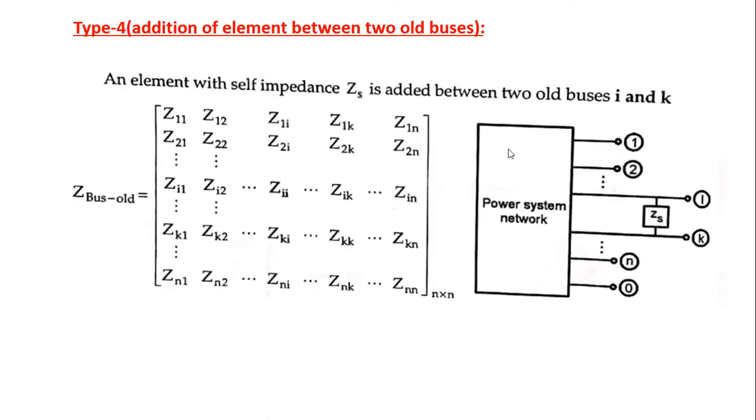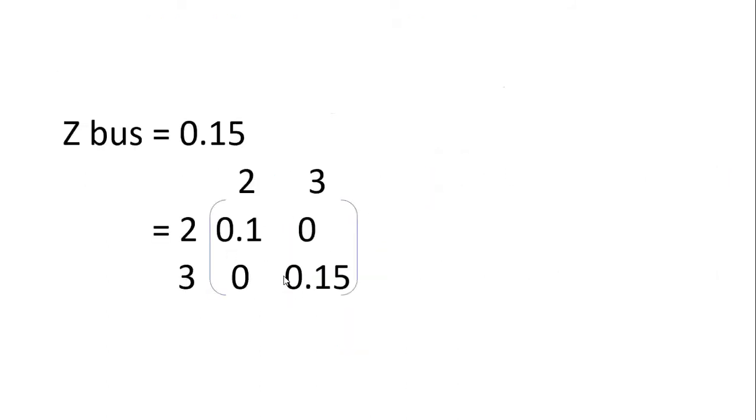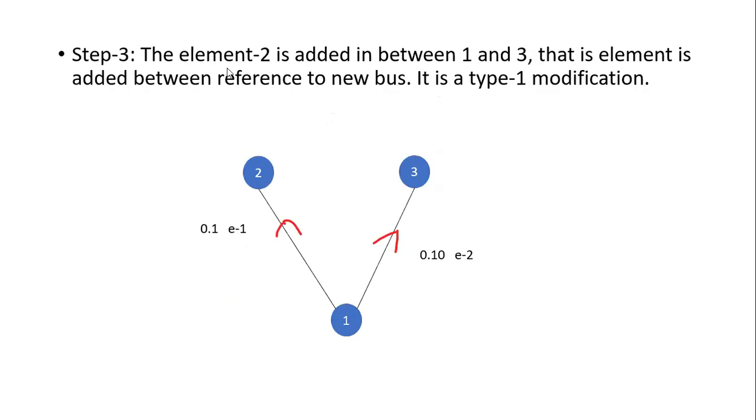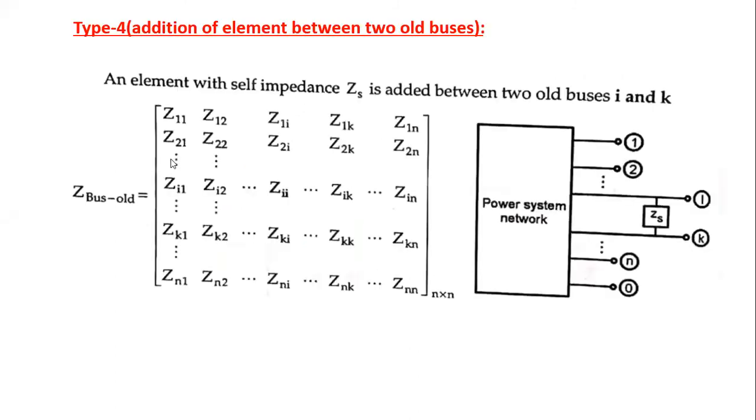Then you observe the formula for the Z-bus formation matrix. This is the Z-bus matrix that will be obtained in step 3. This is the Z-bus matrix after completing step 3. What is that value? That is 0, 0.1, 0, 0, 0.15. This is the Z-bus old matrix.